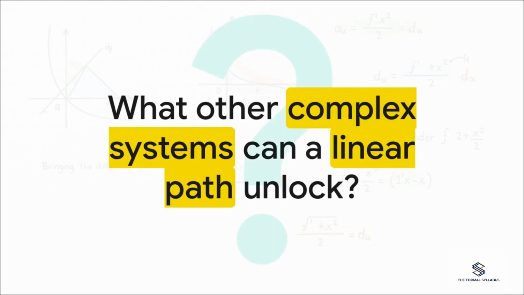I want to leave you with this final thought to really ponder. If we can untangle all this complexity by simply zooming in close enough to find the linear path, what else can we decode? What other seemingly impossible complex systems in our world could be unlocked by simply finding the straight line?